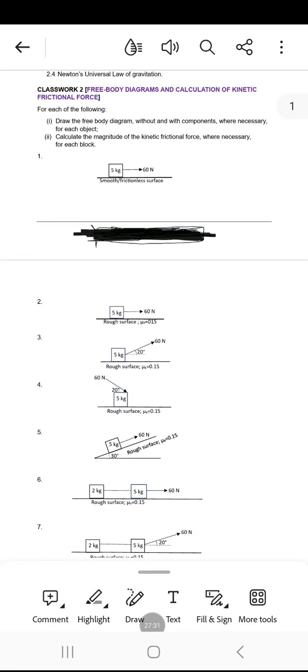In my previous video, I gave you the formula for kinetic frictional force. So we are going to apply it now with these questions.